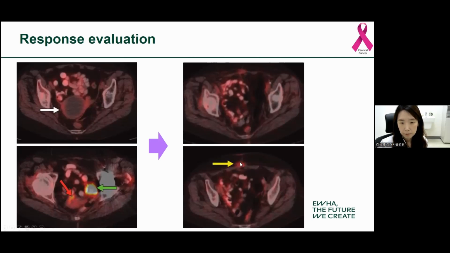Here is a mild hypermetabolic lesion in the abdominal wall, suggesting post-surgery changes.